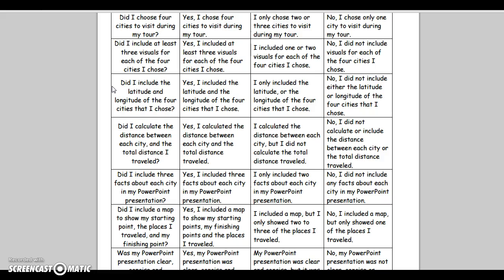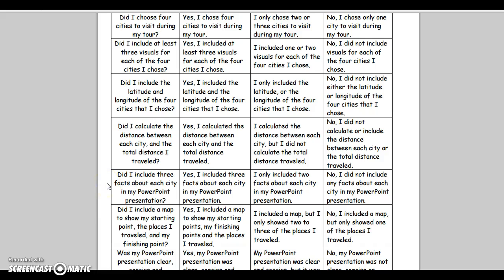Did I include latitude and longitude of the 4 cities I chose? So you choose those 4 cities, you're going to want to know the latitude and longitude of where they are. Calculate the distance between each city. So if you're traveling from your home city to that first city, how far is that? And then when you go to your next city, how far is that? So you want to calculate those and put that in your presentation or document as well.